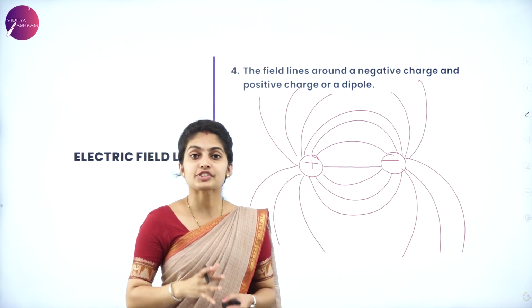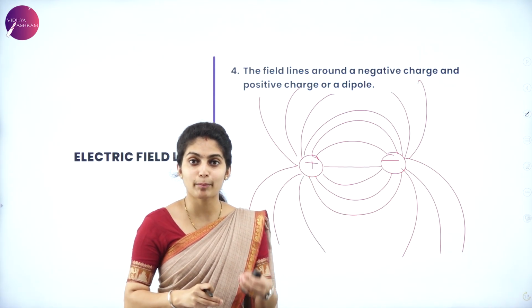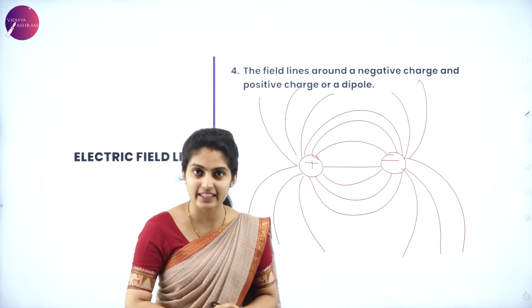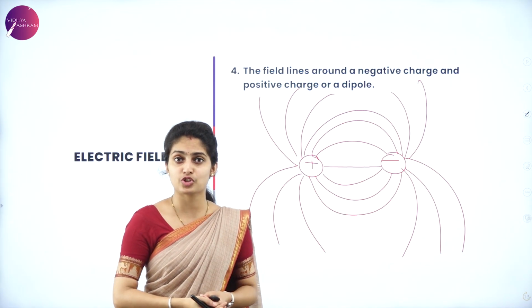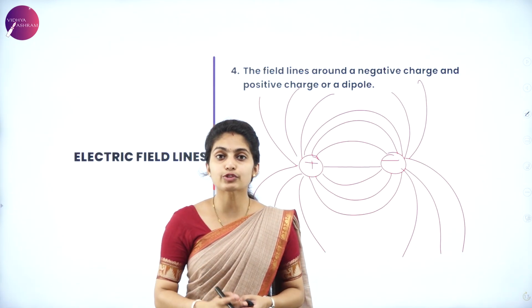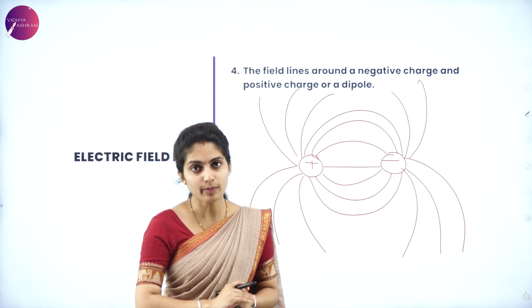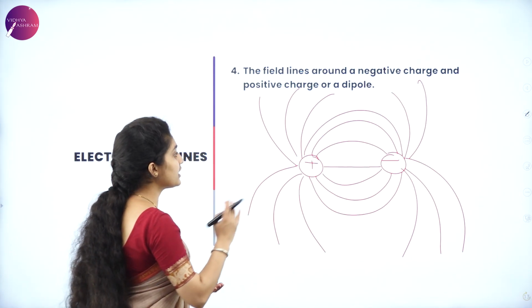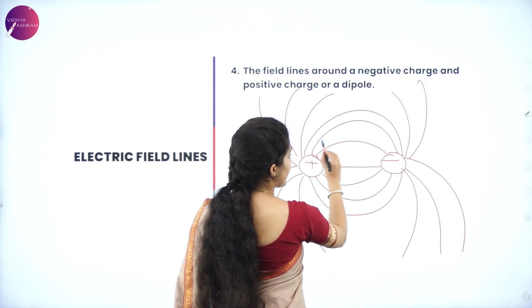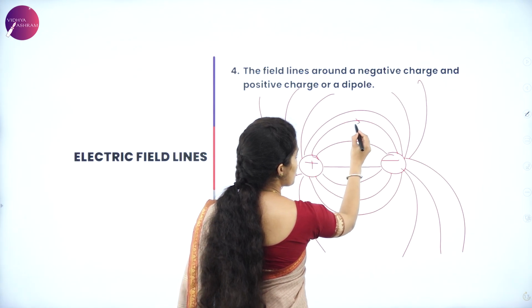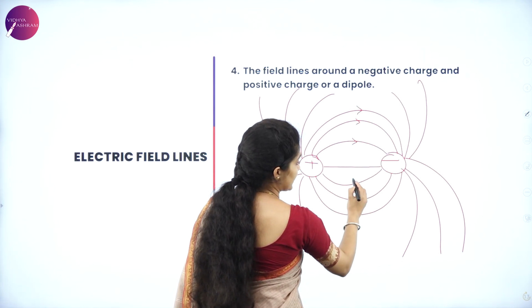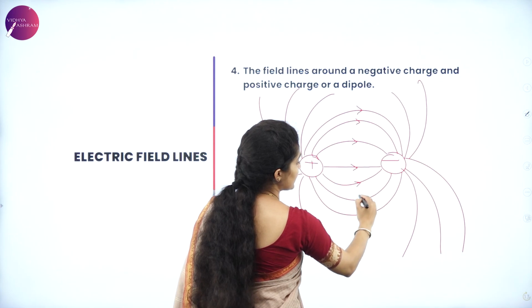So now it is time for us to get into the important concept, that is placing the arrow marks. How is the representation of arrow marks here? As I have told you, it is always towards the negative charge and away from the positive charge. So towards the negative charge, in the sense, the lines which are passing, I can just draw the arrow mark towards the negative charge.